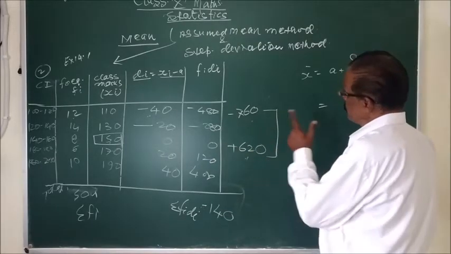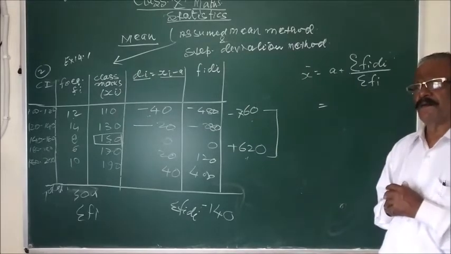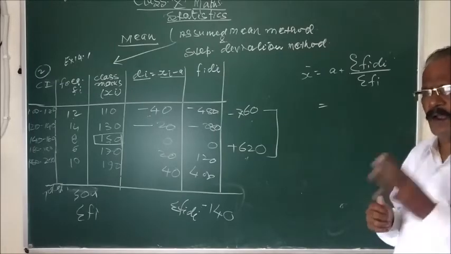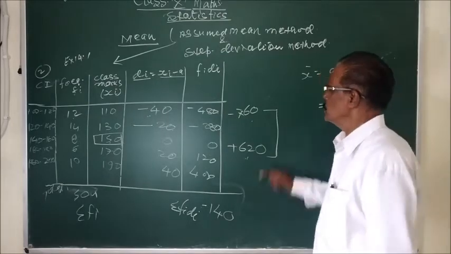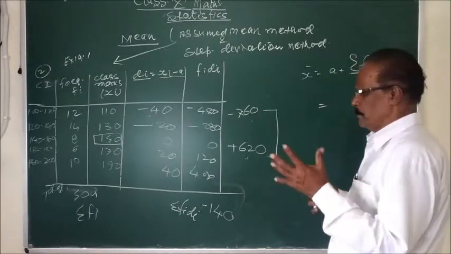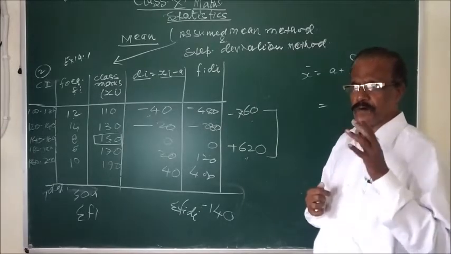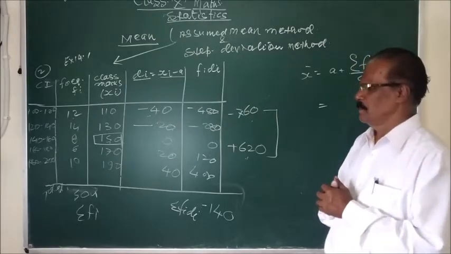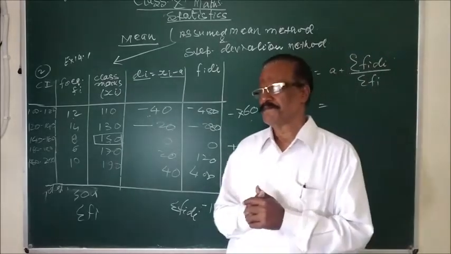So what is the difference you are observing between this method and the direct method? The difference is that large numbers are reduced to smaller numbers, and this will be easy to simplify the question. So this is suitable. And one thing more, if you ask which method is appropriate, from the knowledge point of view I would like to explain that for a smaller number of observations, the direct method is suitable.